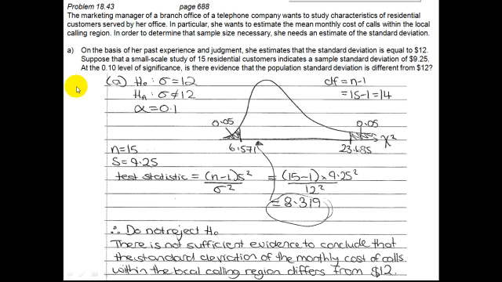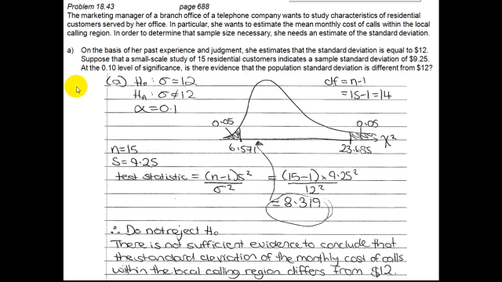Problem 18.43. The marketing manager of a branch office of a telephone company wants to study characteristics of residential customers served by her office. In particular, she wants to estimate the mean monthly cost of calls within the local calling region. In order to determine the sample size necessary, she needs an estimate of the standard deviation.